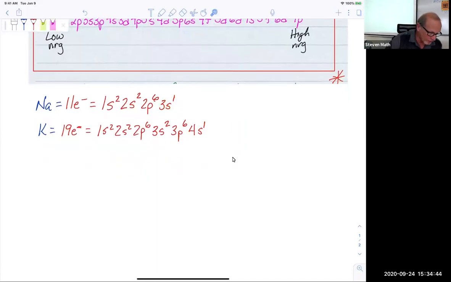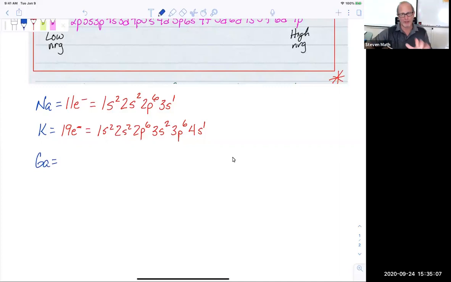Moving across the chart, we could do something a little bit heavier. Let's just keep adding more. Let's do gallium. Gallium's a really cool metal. It's got a very low melting point. As a matter of fact, its melting point is about the same as most people's body temperature. It melts in your hand. It's got 31 electrons, so I'm going to grab 31 electrons.